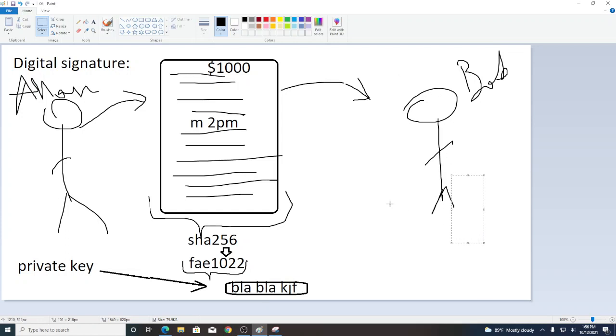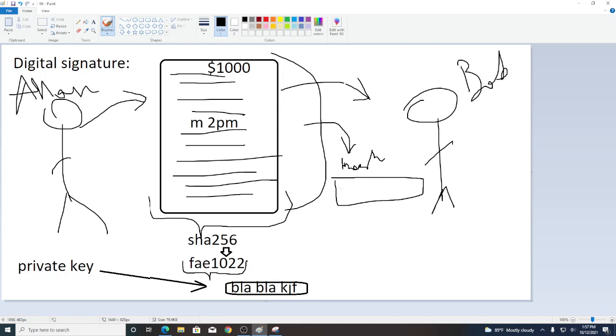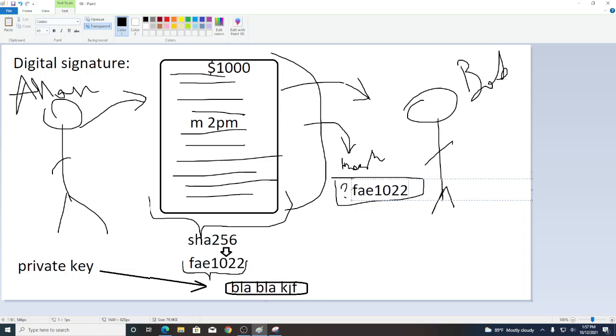So what is Bob going to do? Bob is going to take this message, right? And independently do the hashing. Let me take this. So again, hash, and see, does it give the same number, FAE 1022?